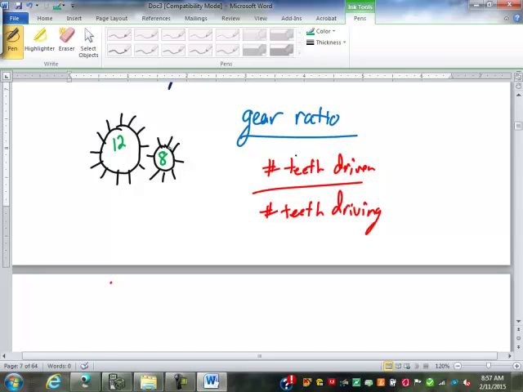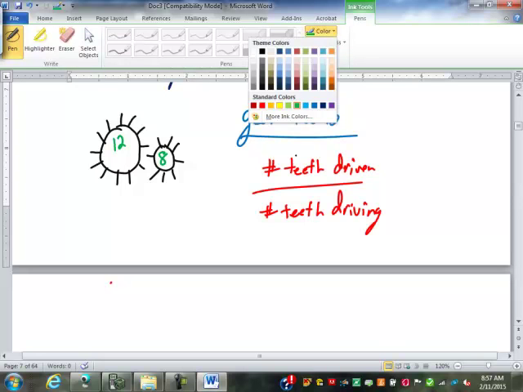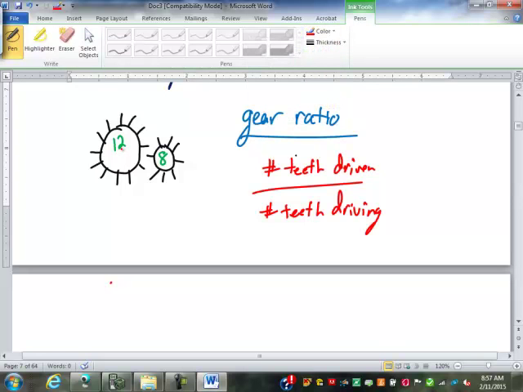So we count the teeth. There's 12 in the big gear, 8 in the little gear. How do we know which one's driven and which one's driving? We need more information, don't we? Let's say I do this. Pretend that looks like a small electric motor. Hey, that looks like a small electric motor.